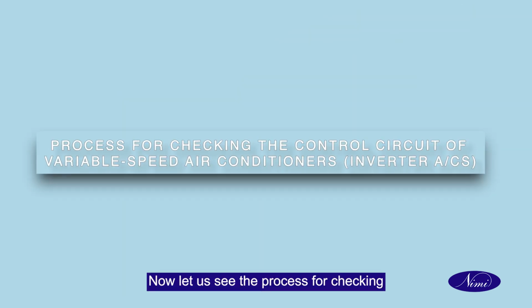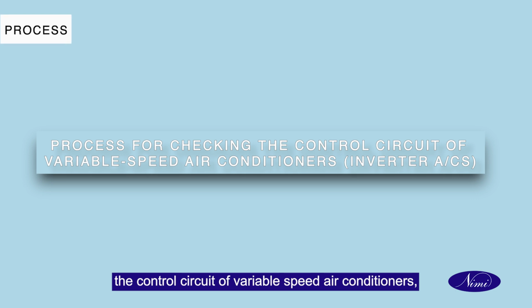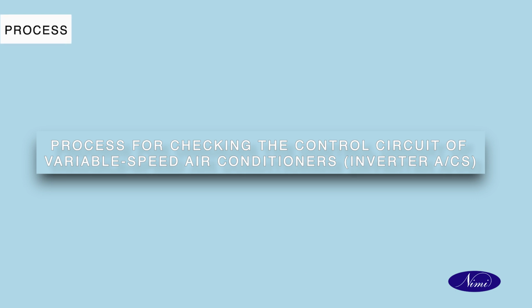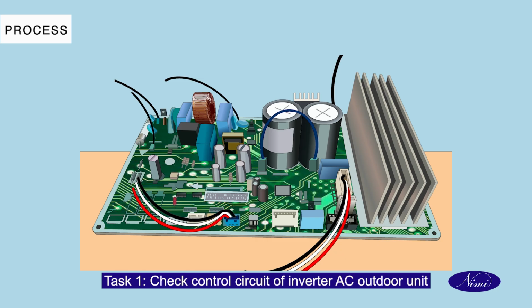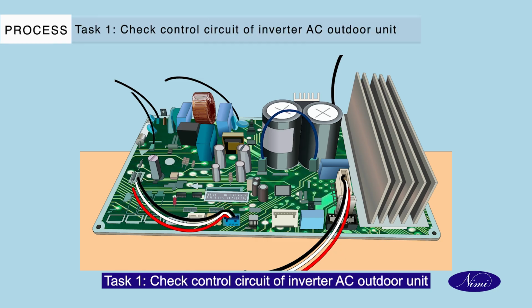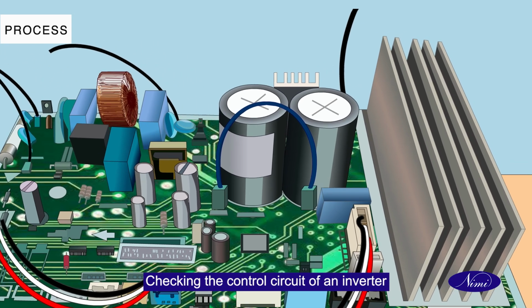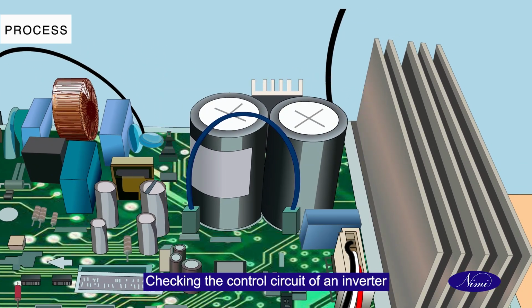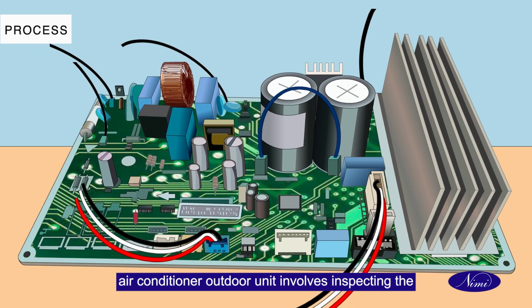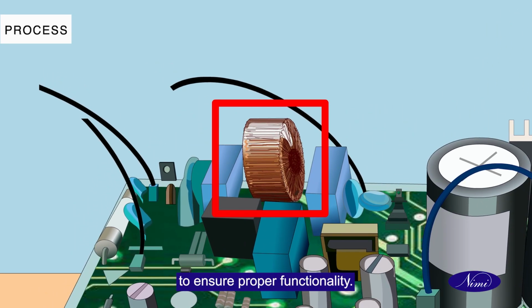Now, let us see the process for checking the control circuit of variable speed air conditioners, inverter ACs. Task 1. Check control circuit of inverter AC outdoor unit. Checking the control circuit of an inverter air conditioner outdoor unit involves inspecting the electrical components and connections to ensure proper functionality.